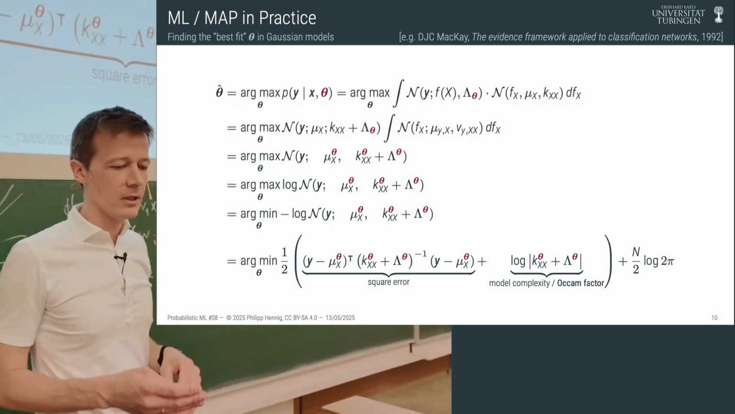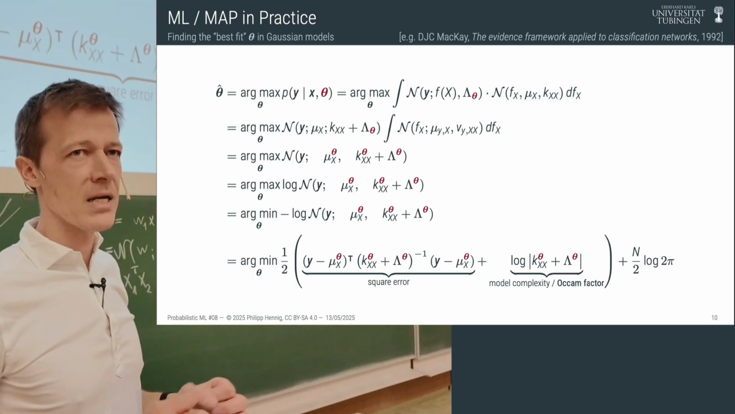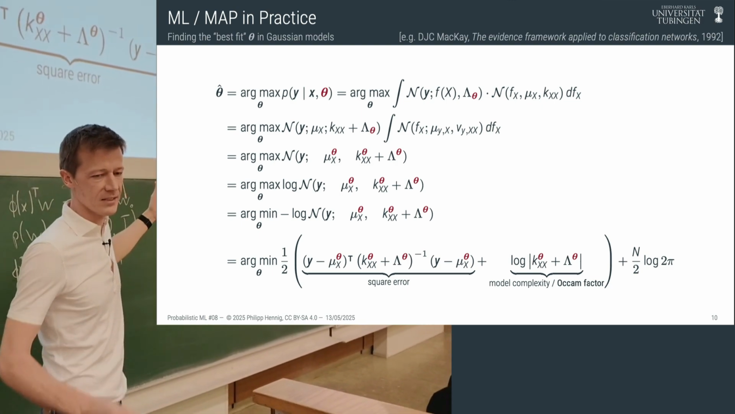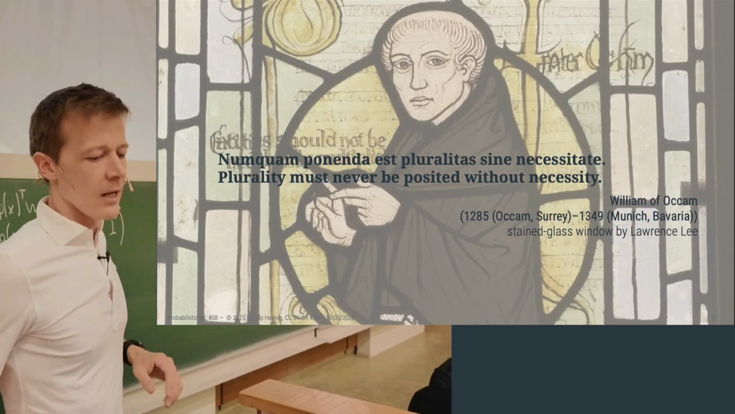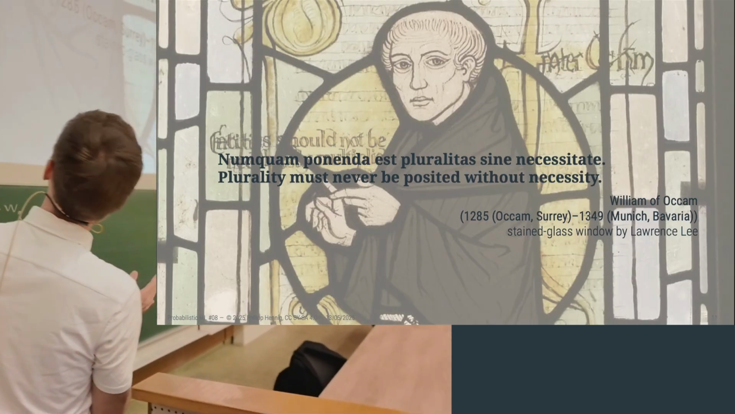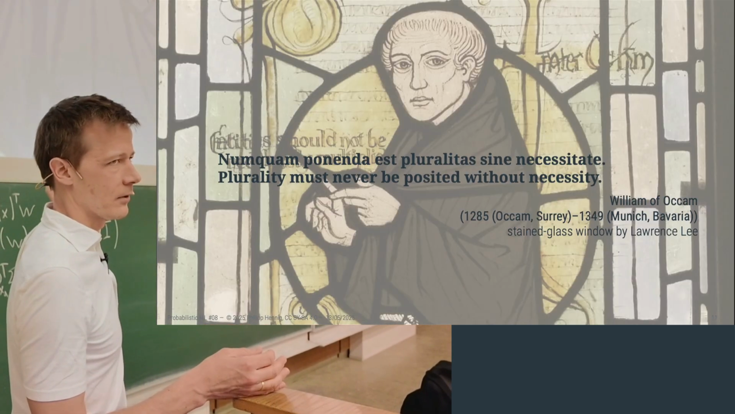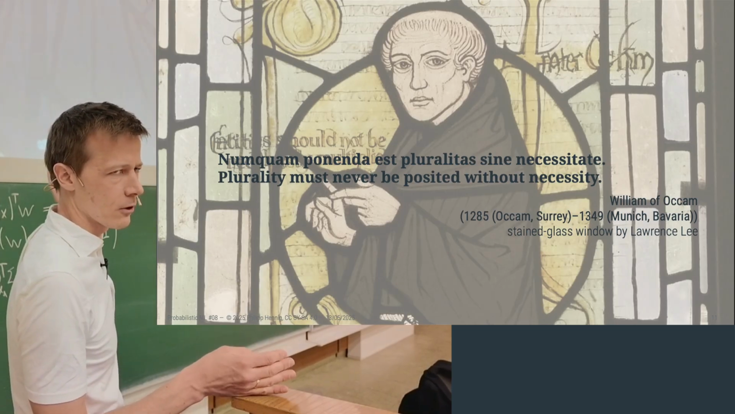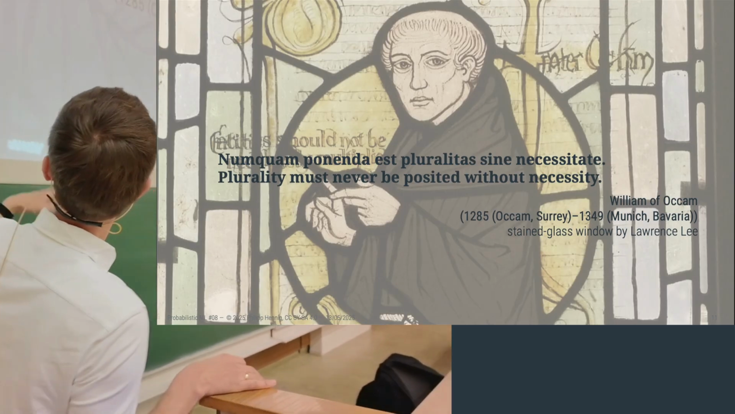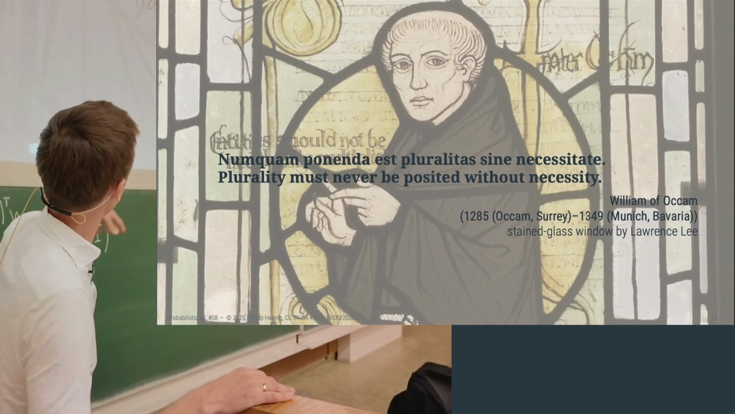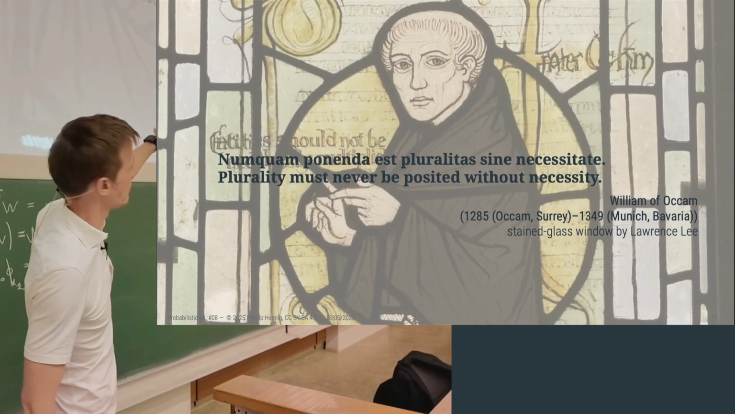This is why people have sometimes, in a bit of a PR move, called this the Occam factor, the complexity penalty of the model. Who has heard of William of Occam? See, everyone who's taken a philosophy class at some point, Occam's razor, right? So there's this medieval monk, very little is known about him because he's ancient, right? He lived from 1285 to 1349.